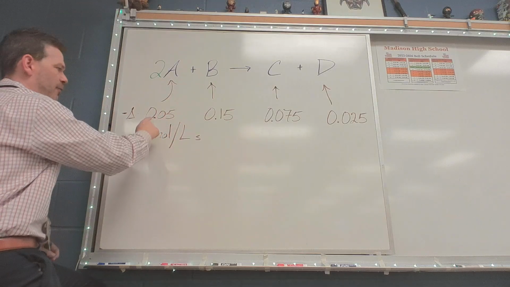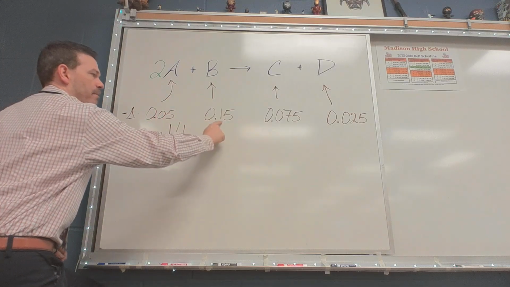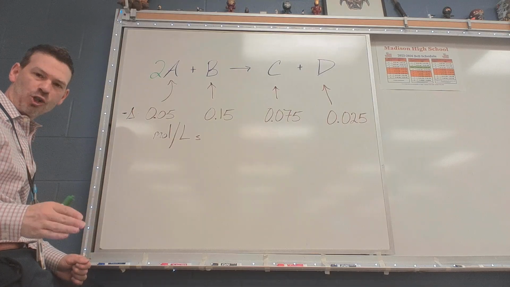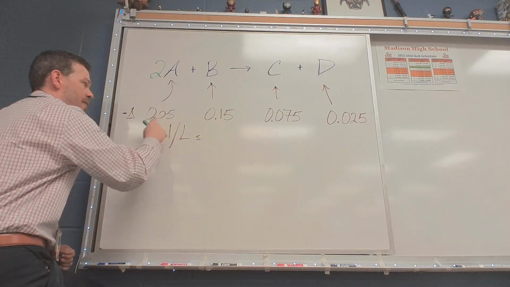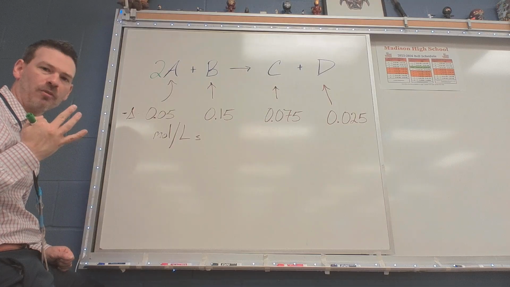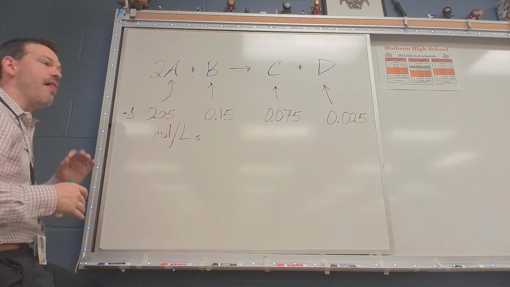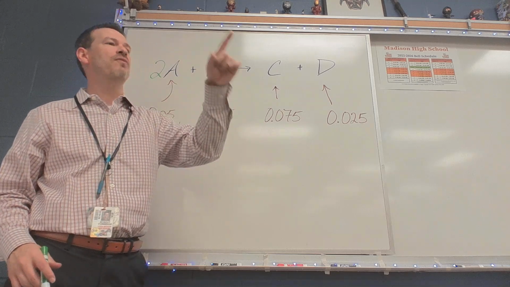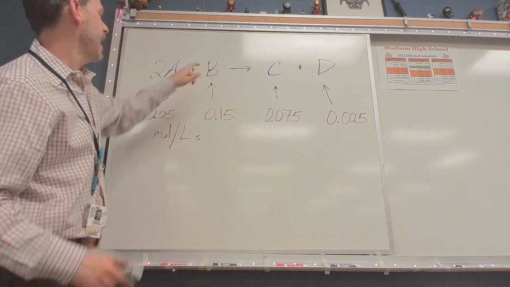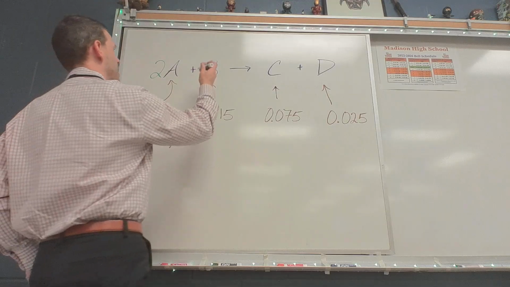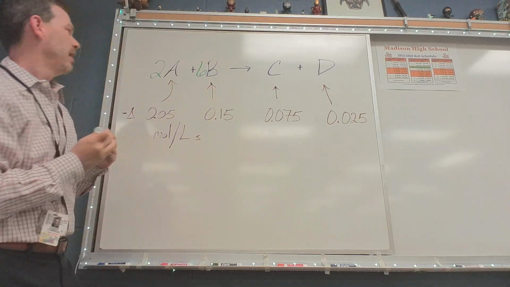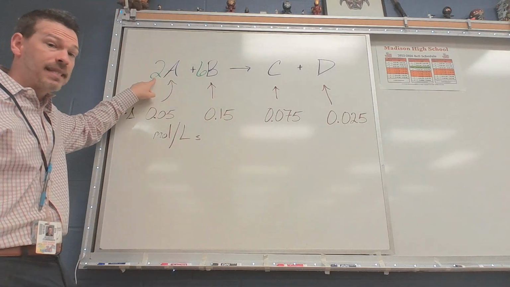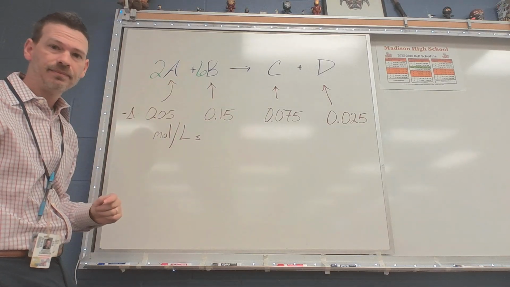But here's a trick. If we slide the decimal to the right twice, these become 5 and 15. How much larger is this number than that number? 3 times. It's 3 times larger. 5 goes into 15 3 times. That means that the rate of B is 3 times faster than A. What must that coefficient be then? It must be a 6. If the rate of A is 2, 3 times that is 6.